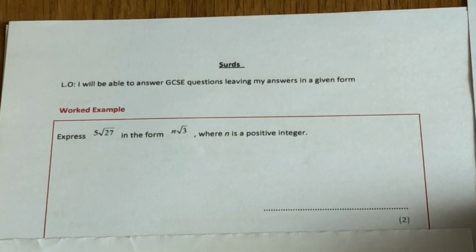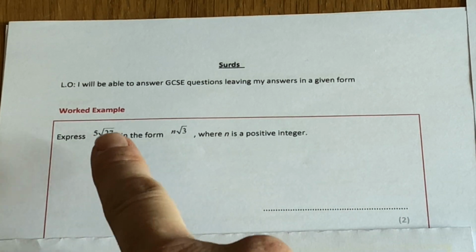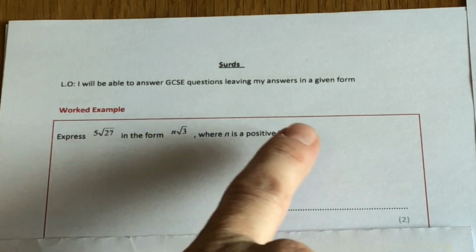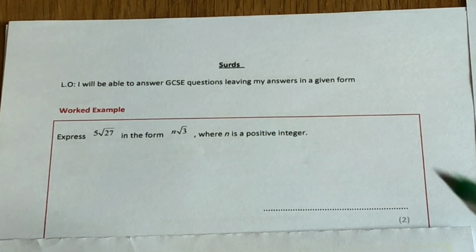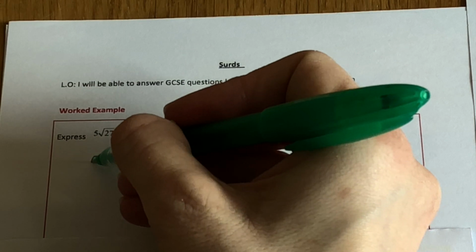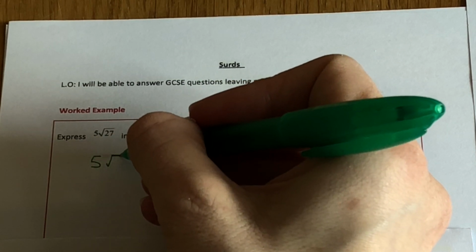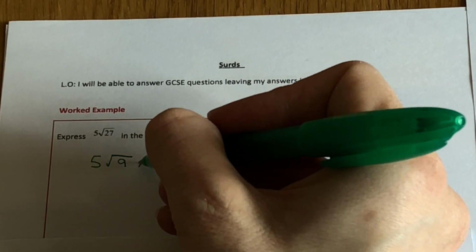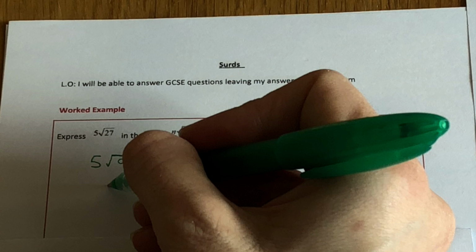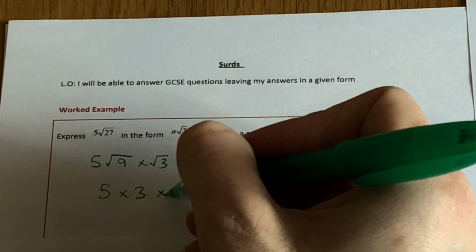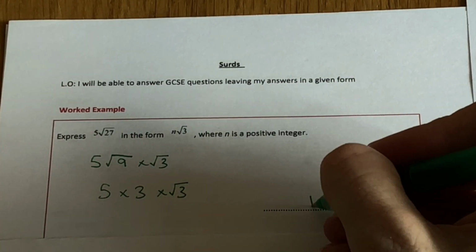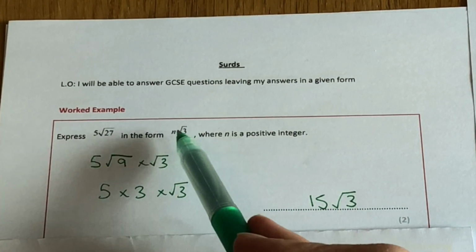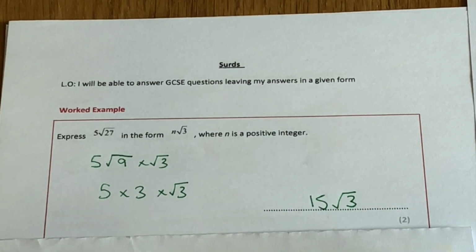So with this question, you just need to simplify it as far as possible. It should end up in this form where n is an integer. Integer just means a number. So if I'm simplifying this, two numbers that times together to make 27, one of them which is a square number, so we get root 9 times root 3. So this becomes 5 times 3 times root 3, so I get 15 root 3. Nice and easy. That is in the form n root 3, where n is an integer.